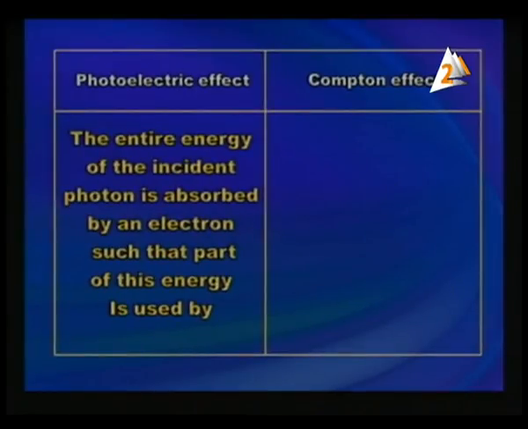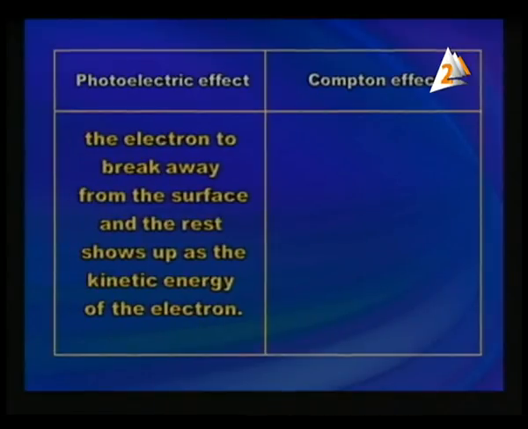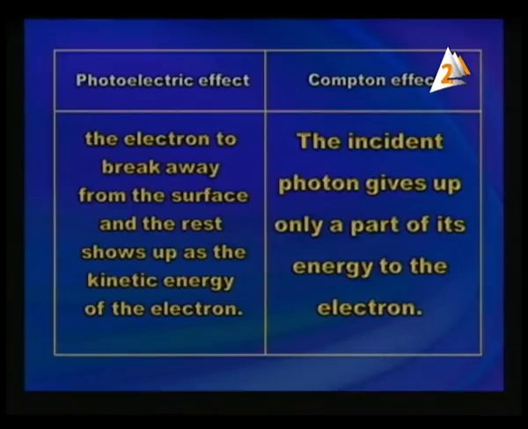In photoelectricity, the entire energy of the incident photon is absorbed by an electron, such that part of this energy is used by the electron to break away from the surface, and the rest shows up as kinetic energy of the electron. But in the Compton effect, the incident photon gives up only part of its energy to the electron.